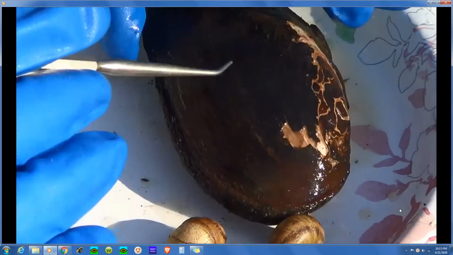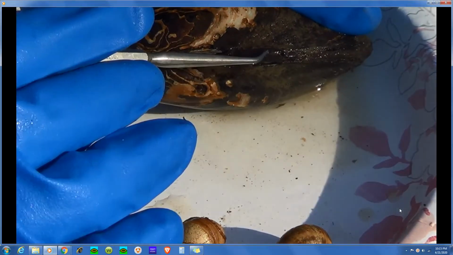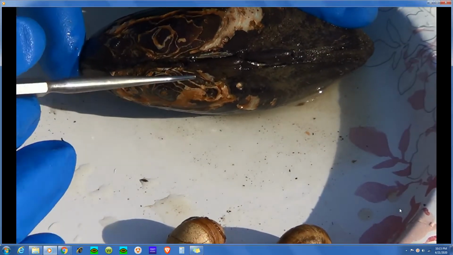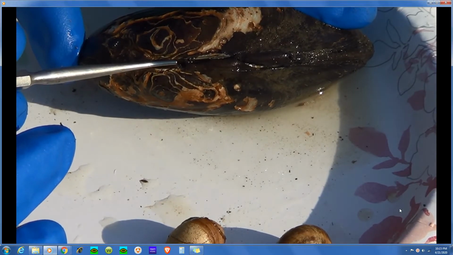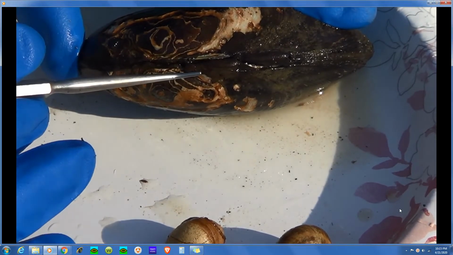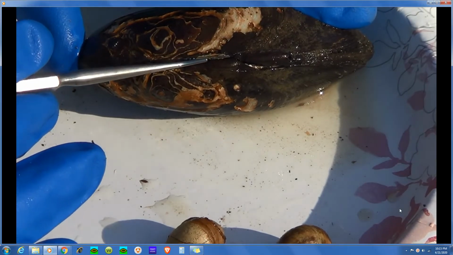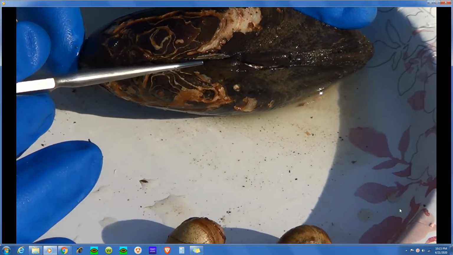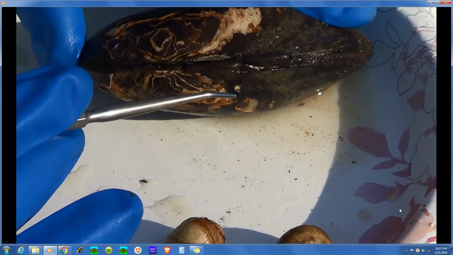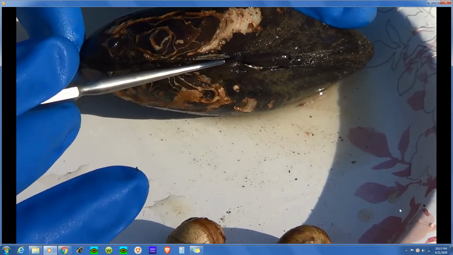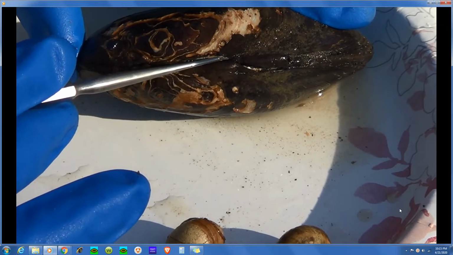I'm not going to spend any time doing that right now, but you can. Now, the shell has a hinge ligament on the back, and that ligament is going to create tension on the two valves. So when that ligament becomes stretched, it's elastic, and when it would snap back, it would open the shell. So the action of the hinge ligament would open the shell.